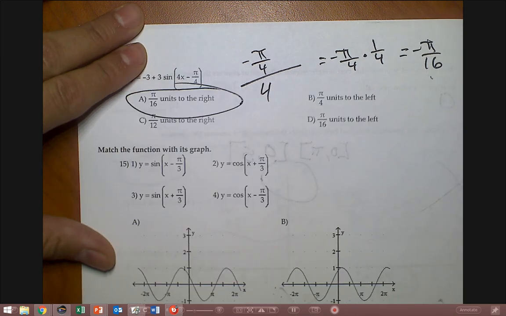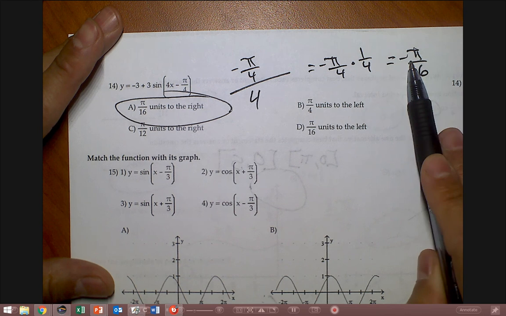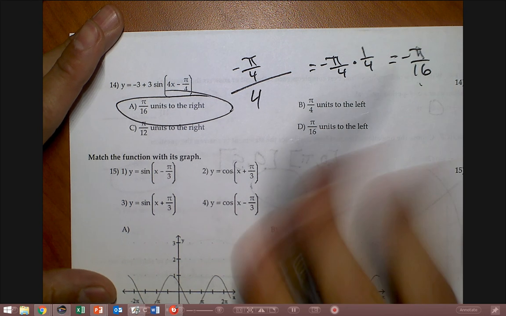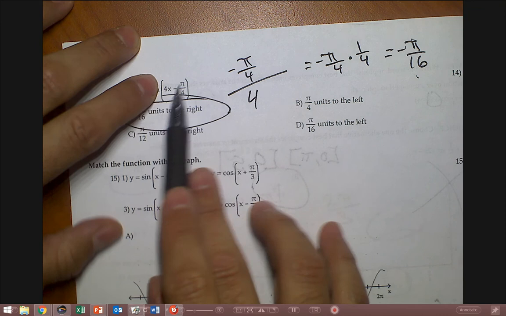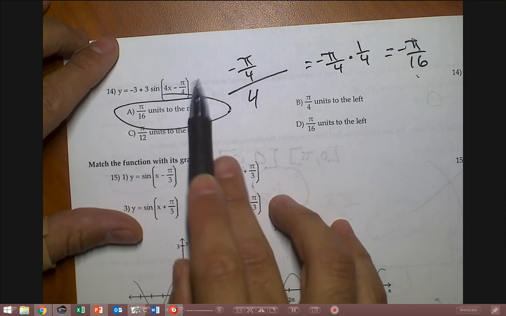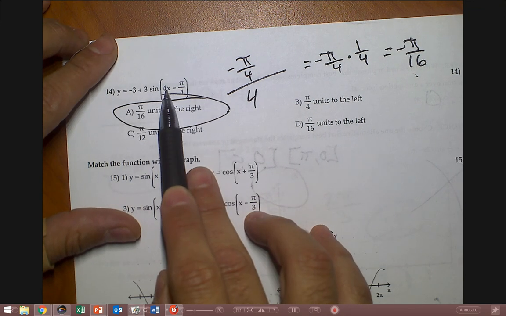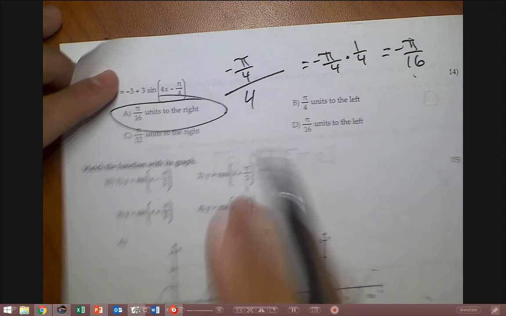Remember, the left and right is always opposite. Negative goes to the right, positive goes to the left. We do that when the number is next to the x, right? Yes, because on this one there is a B, so it's going to be this number divided by B, because it has to be factored first. So it will be 8.